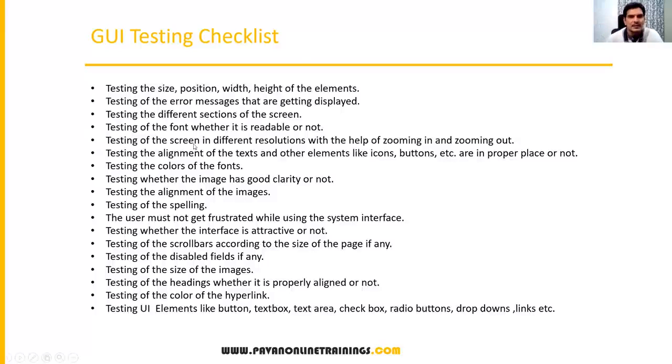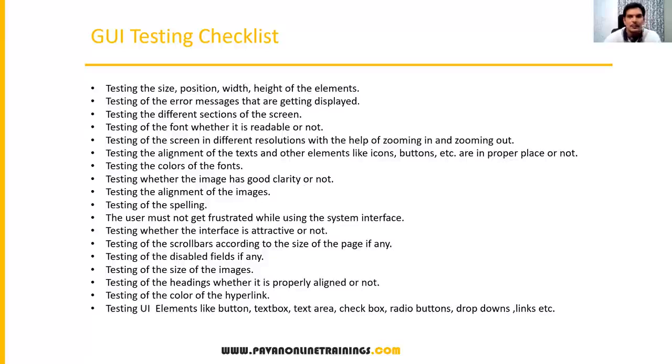And the next one is testing of the screen in different resolutions with the help of zooming in and zooming out. Normally when I open the screens, we can zoom in and zoom out. We can maximize the page, like zoom in to 100%, 150%, or 200%. Even in our web UI, we can increase the size of the UI, and also we can zoom out and compress the UI. In both cases, the elements or the images placed on the UI should not be overlapped. In whichever position they are, after zooming in and zooming out also, the element should be in the same position and should not be overlapped.